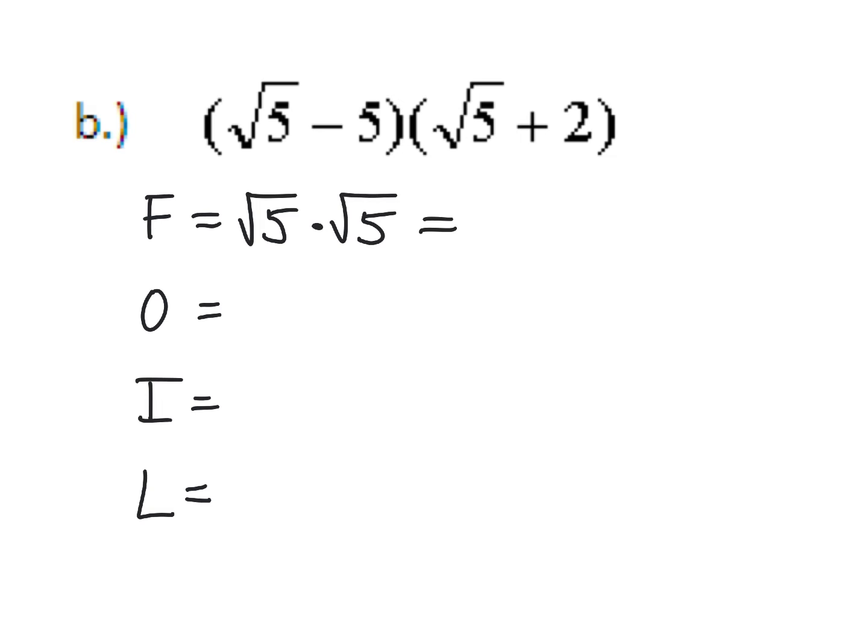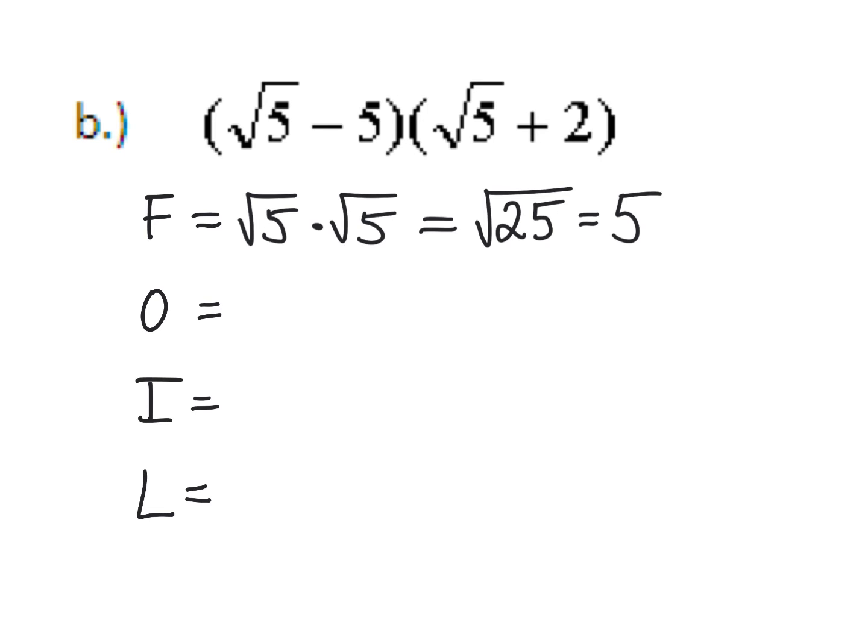I can use the product property on those because they're both housed in a radical with the same index. The square root of 5 times the square root of 5 is the square root of 5 times 5, which is the square root of 25. And then I'm like, ooh, square root of 25, that's a 5-er. That's done.